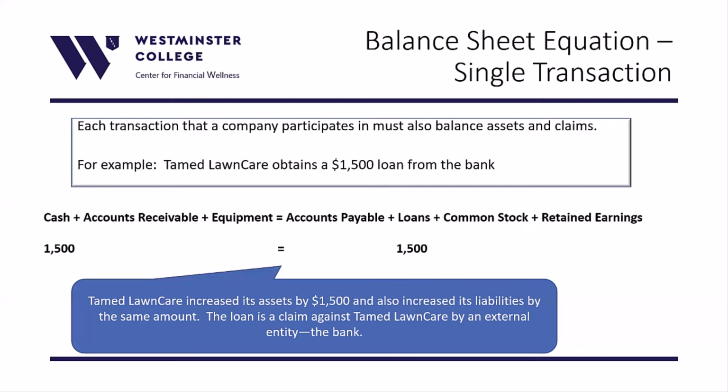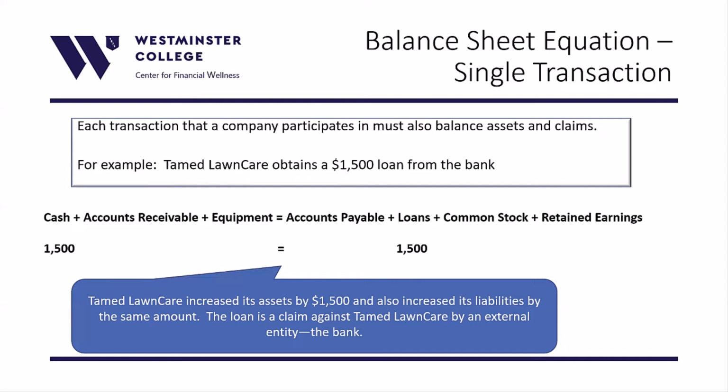All right, so by getting a loan, TLC will impact their cash account, right? They're going to get cash, and the cash is going to increase. Also, TLC will commit to paying back the bank. This is a liability because the bank is an external entity. They have claims. We will use the account called loans as our liability account, and the loan is going to increase.